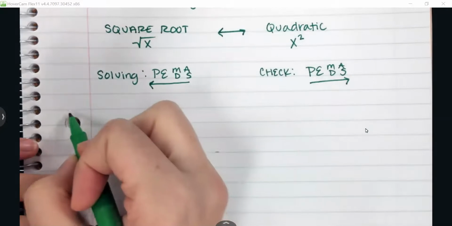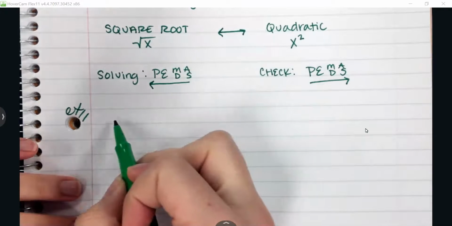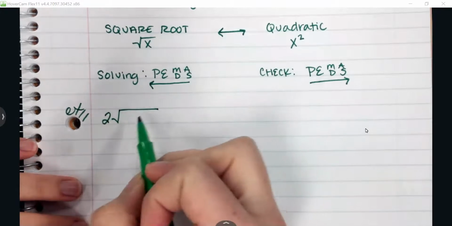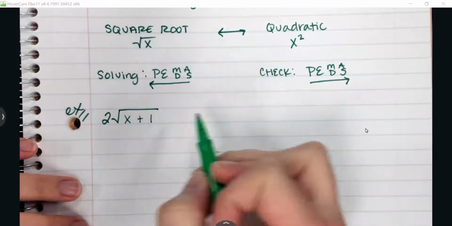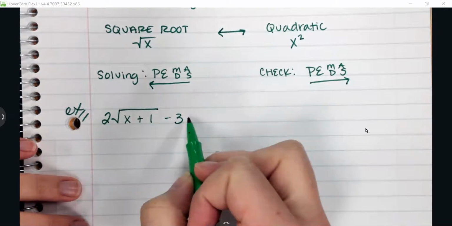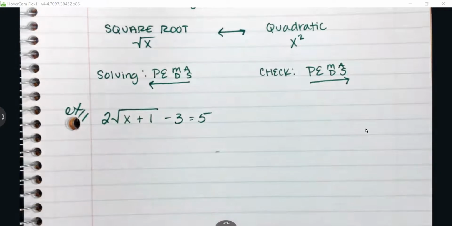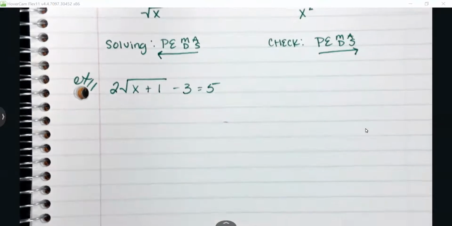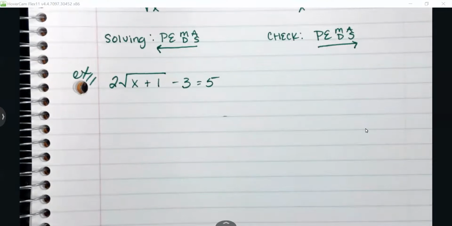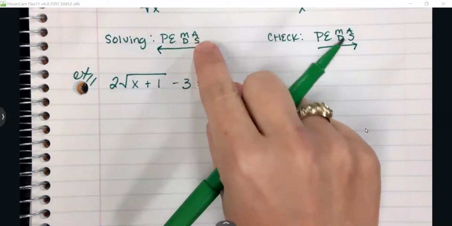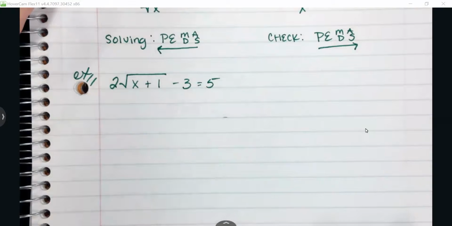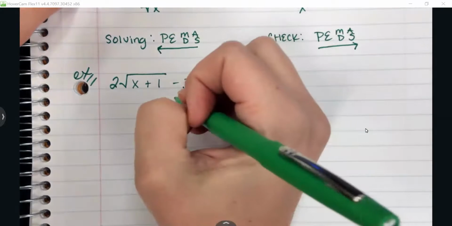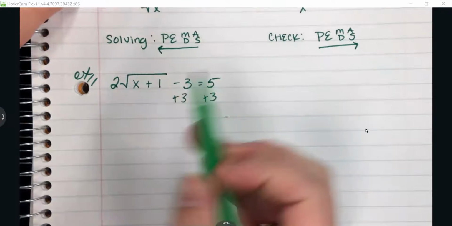So my first example is going to say 2 square root of x plus 1 minus 3 equals 5. Make sure it's written like mine. That minus 3 needs to be outside. We are solving, meaning we are working outside in. So what is outside? Something that is probably adding or subtracting. What is outside? That 3. So how am I going to get rid of it? We're going to add 3 to both sides.